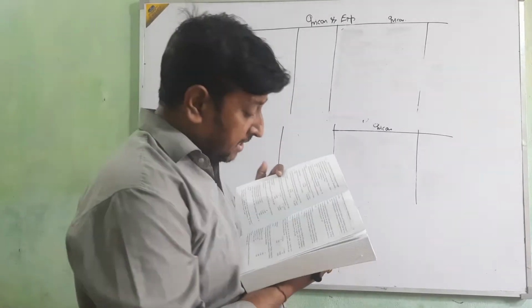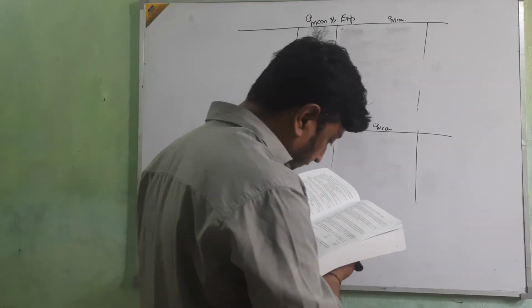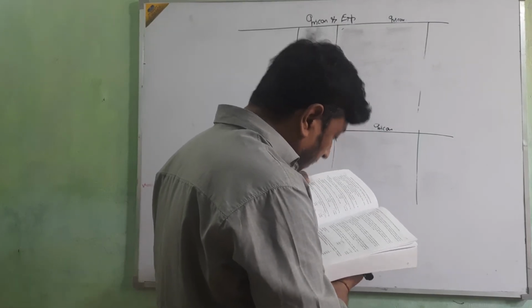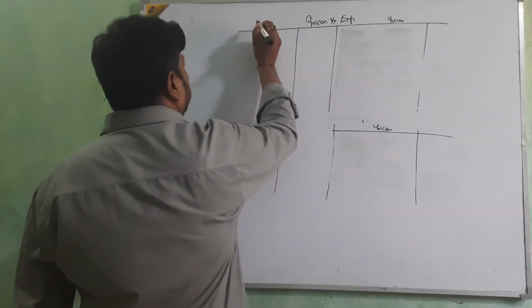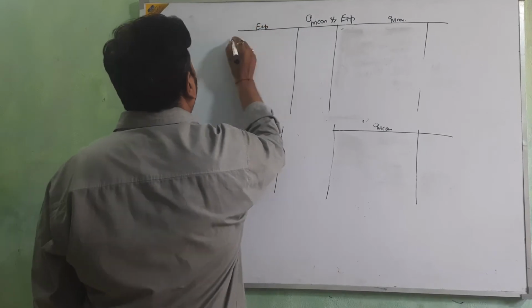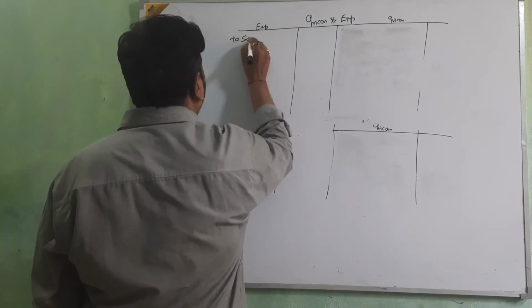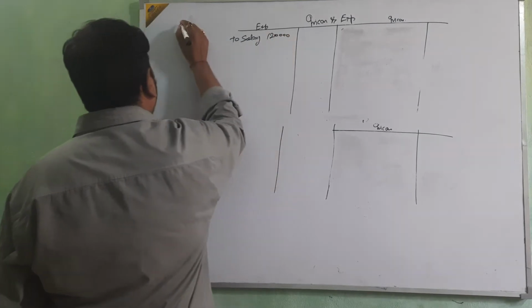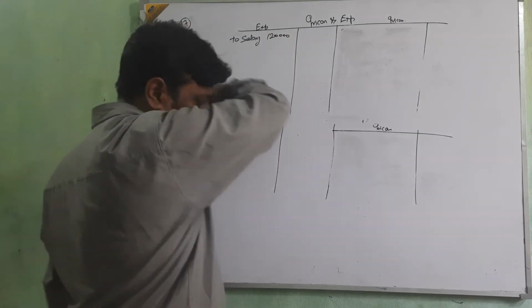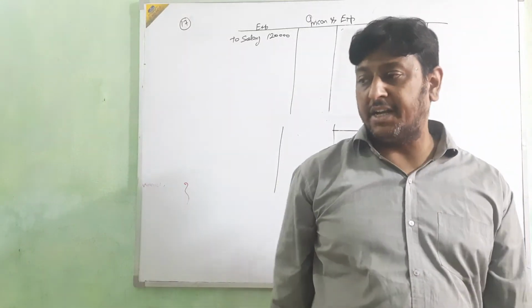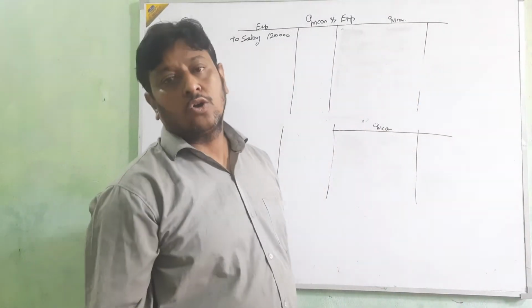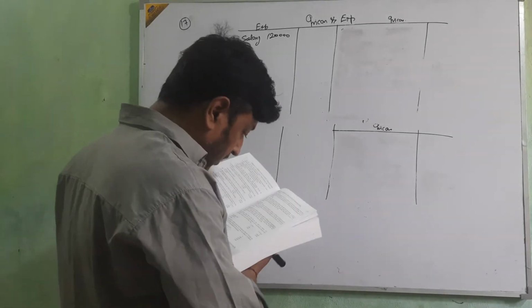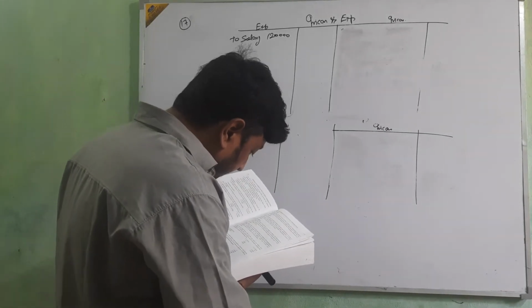Just see question number 17. Salary paid by the clerk for 2019 is 1,20,000. So just put it on the expense side. To salary 120. Okay beta.